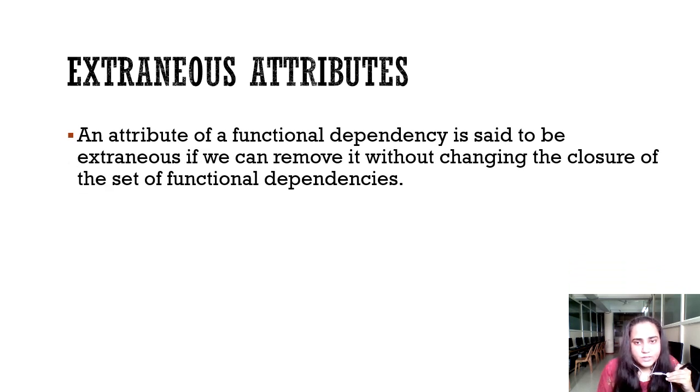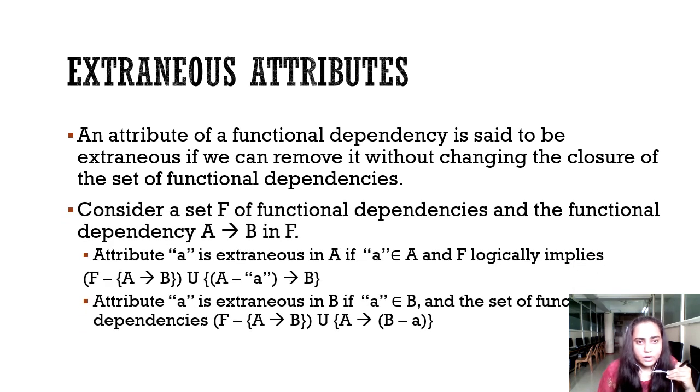So, what is an extraneous attribute? An attribute of a functional dependency is said to be extraneous if we can remove it without changing the closure of the set of functional dependencies. So basically what this statement says is that extraneous attributes are just extra and they are redundant, and if you remove such attributes from a functional dependency, it does not change anything. So such attributes can be removed. Now there are rules in order to remove such attributes, and those are right here. You may not get this right now, but you will get this when I explain with an example.